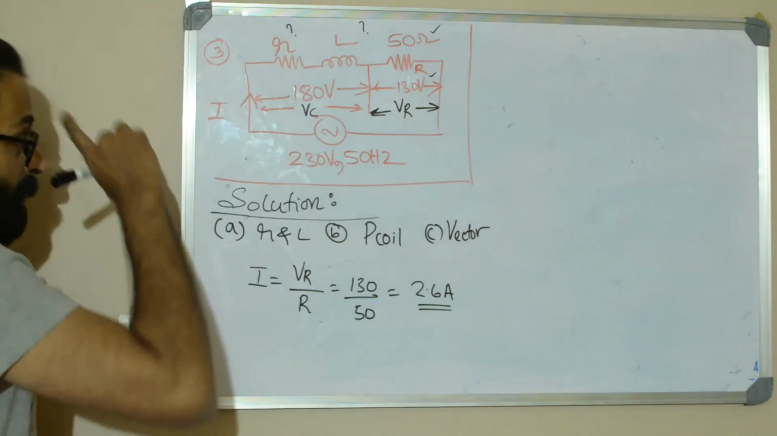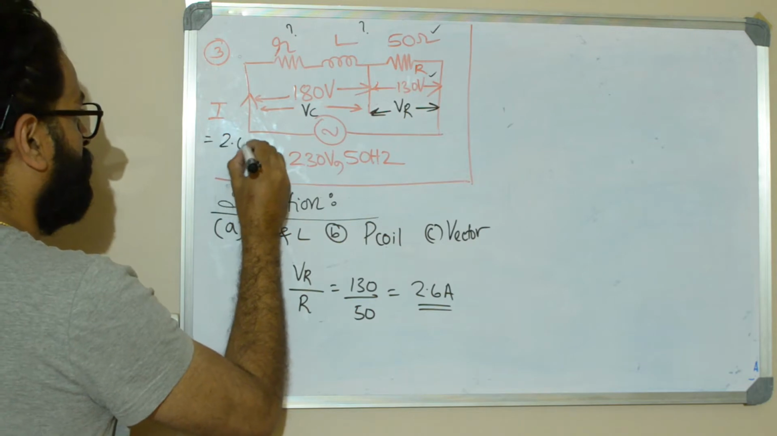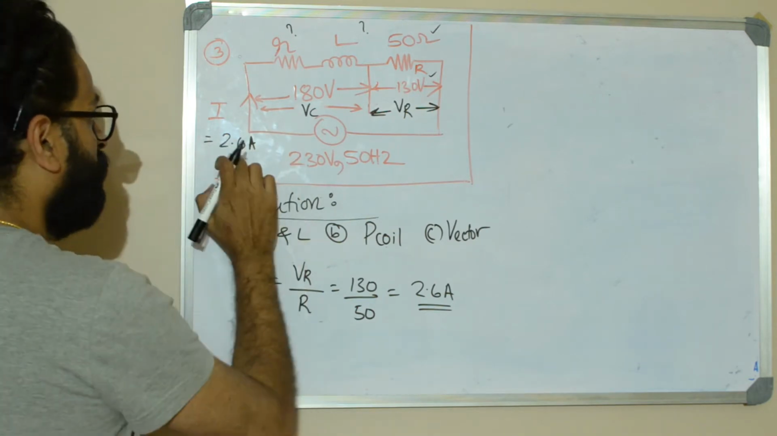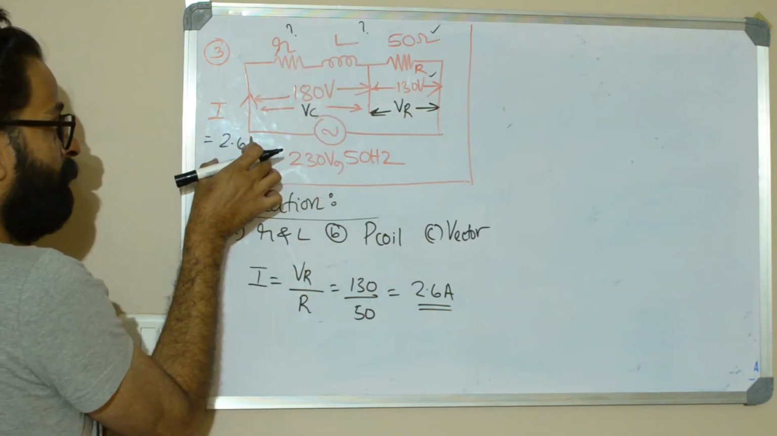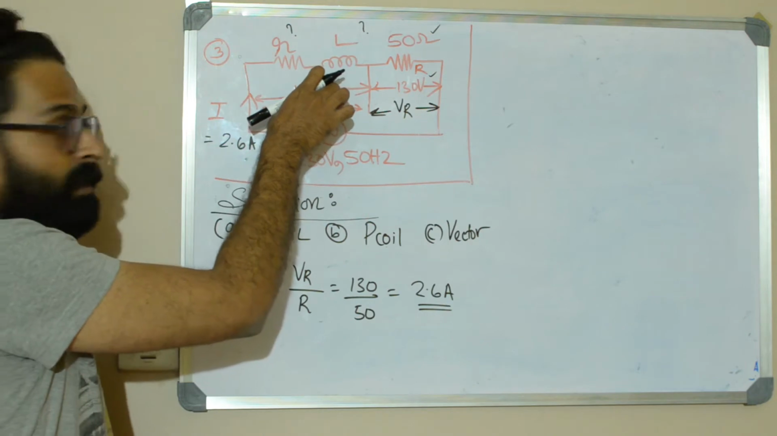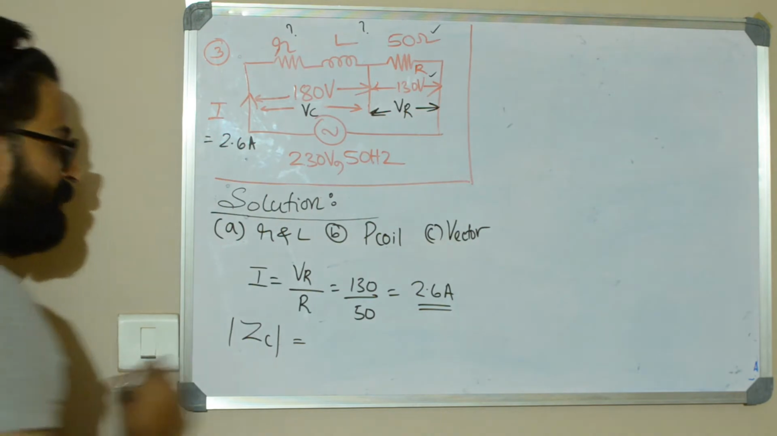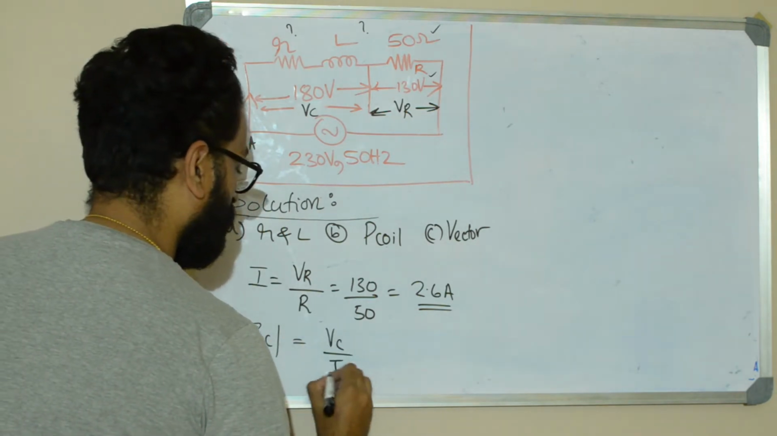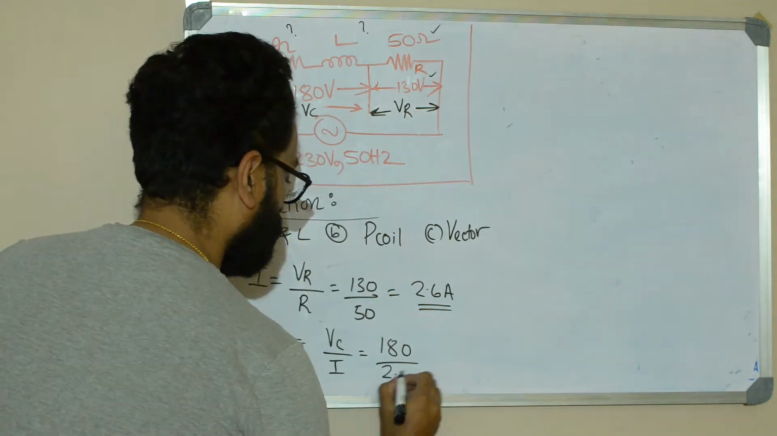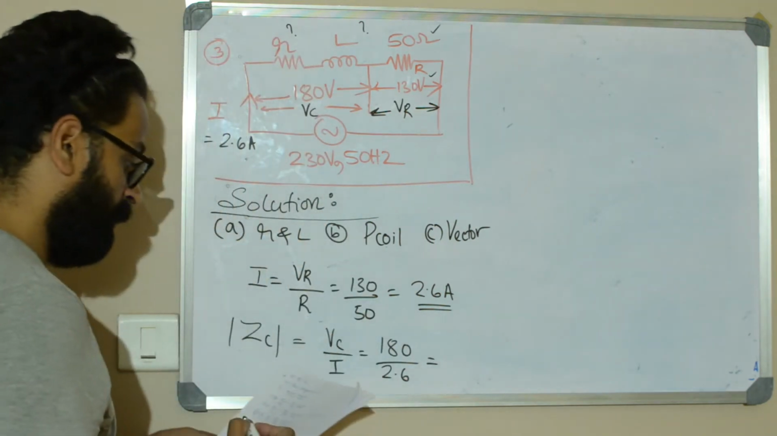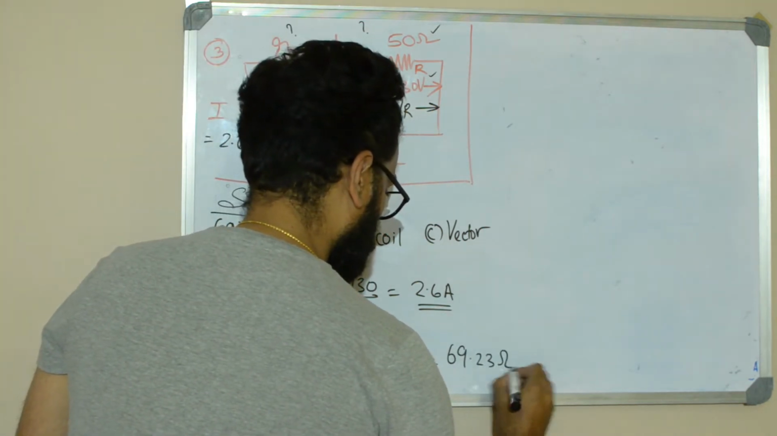Alright, so we have magnitude of current as 2.6 amperes. Once you have this current, you can find out the impedance of the coil because current is known and you also know the voltage across the impedance. So say mod ZC. Mod ZC is equal to VC divided by I. So VC is 180 divided by I is 2.6. That will give you the impedance of the coil as 69.23 ohm.